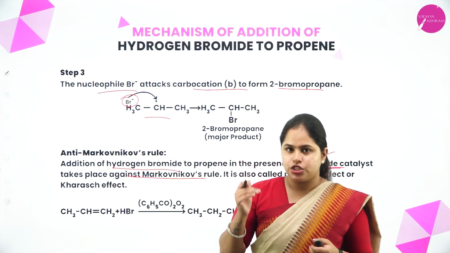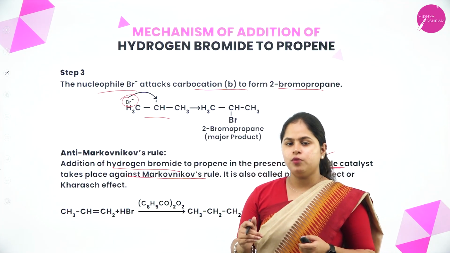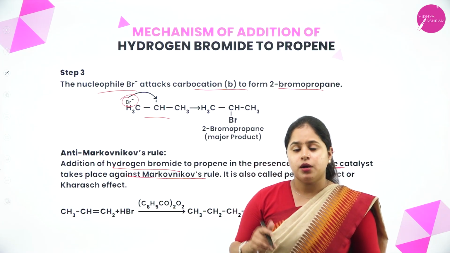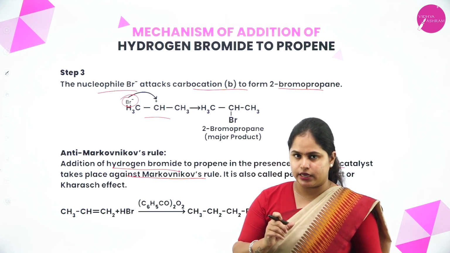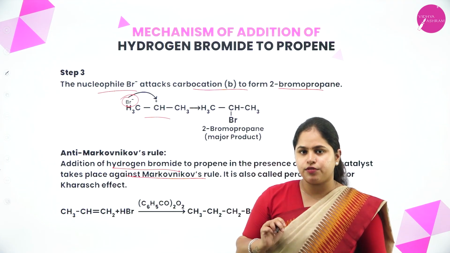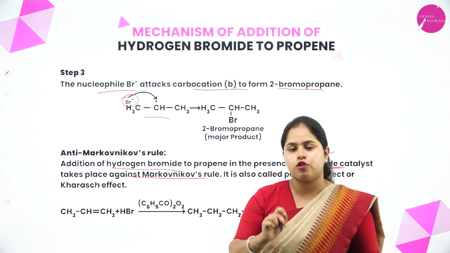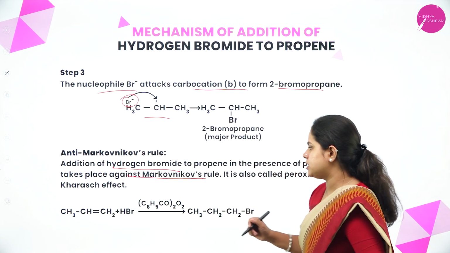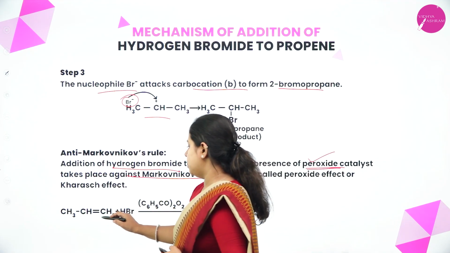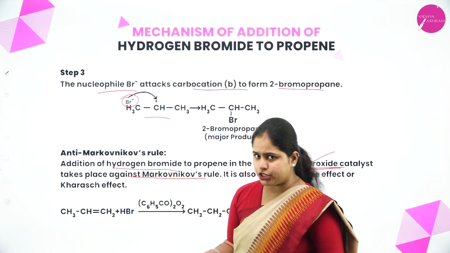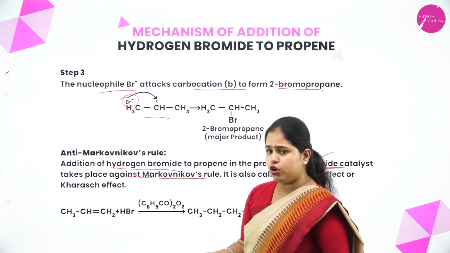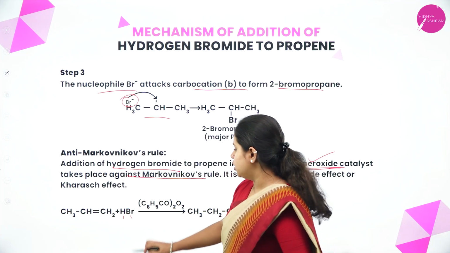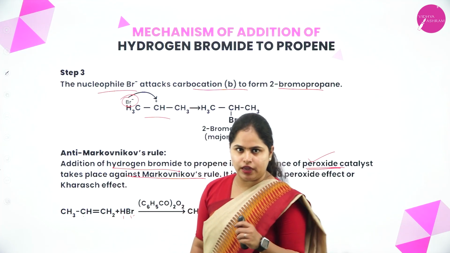So what does that mean? Just now we studied that according to the Markovnikov rule, the negative part will get attached to the carbon having fewer hydrogen atoms. But if there is a peroxide catalyst, the exact opposite will happen. That means the negative part of the reagent will get attached to the carbon having more hydrogen atoms. So let's see here, CH3, CH double bond CH2, and we are going to add HBr. According to the Markovnikov rule, the bromine, which is the negative part, should get attached here. That is what we have studied now.